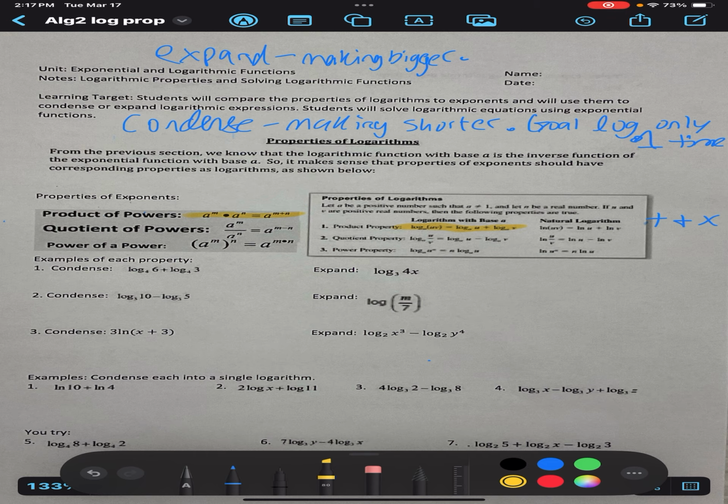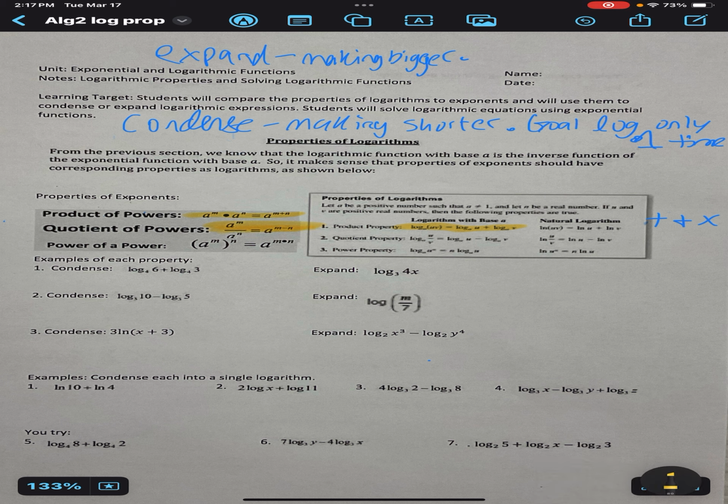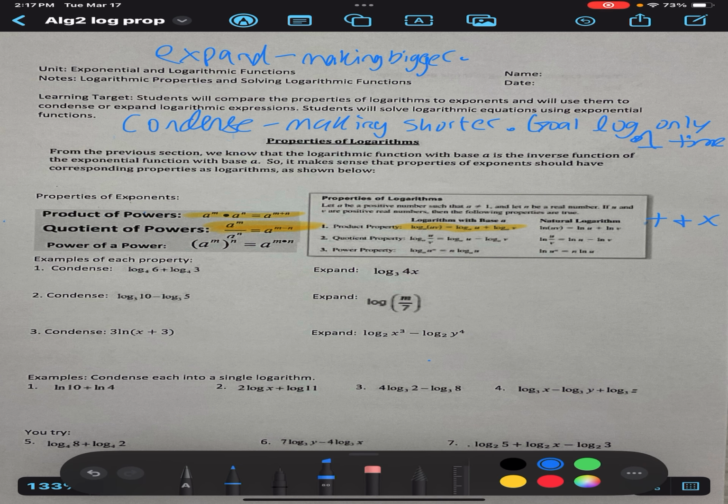Next one. Quotient of powers: when we have division, the exponents subtract. Same with logarithms. When you have subtraction, it goes with division, or vice versa. And finally, the last one, power to a power. We multiply. Same is true here. The power comes in front and is multiplied. So we're going to look at condensing first, and then we're going to look at expanding.